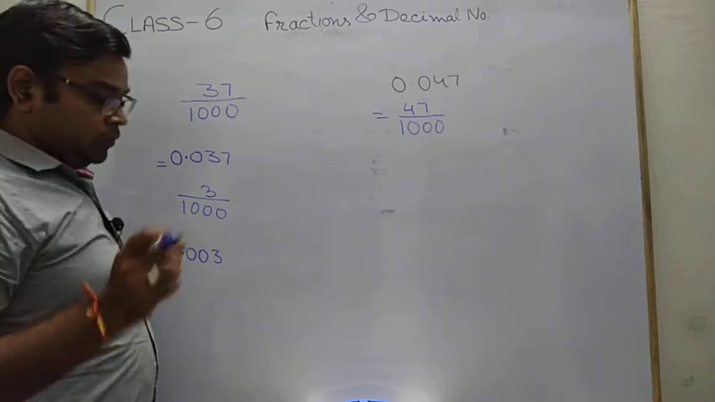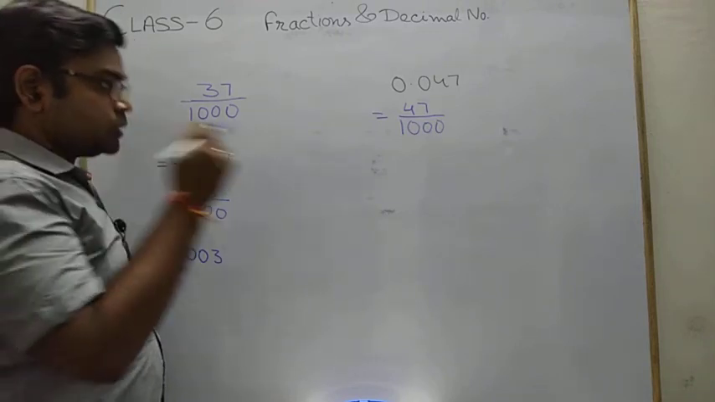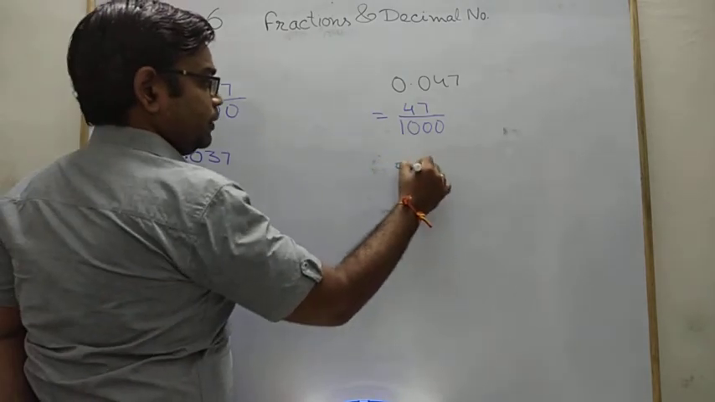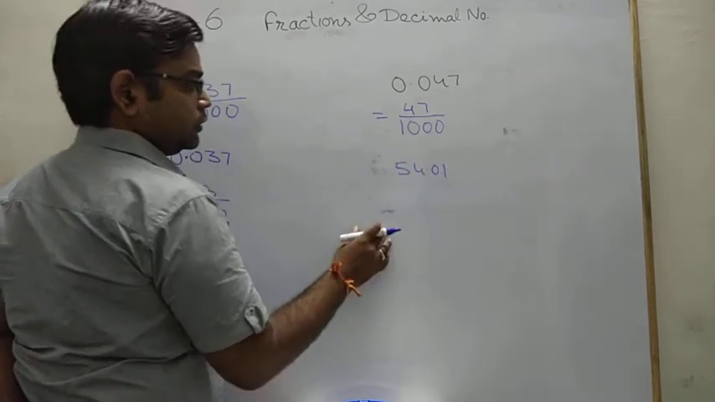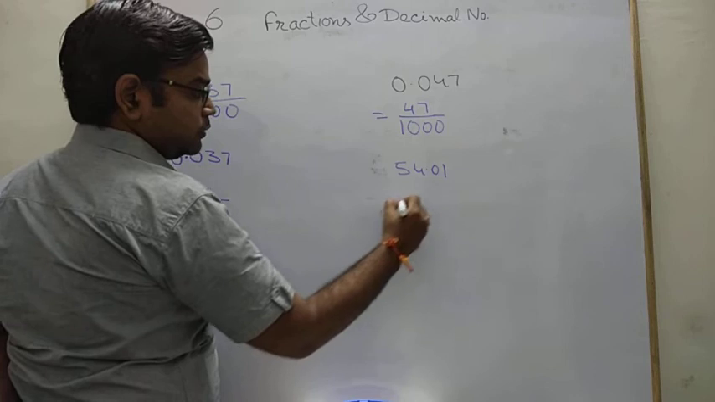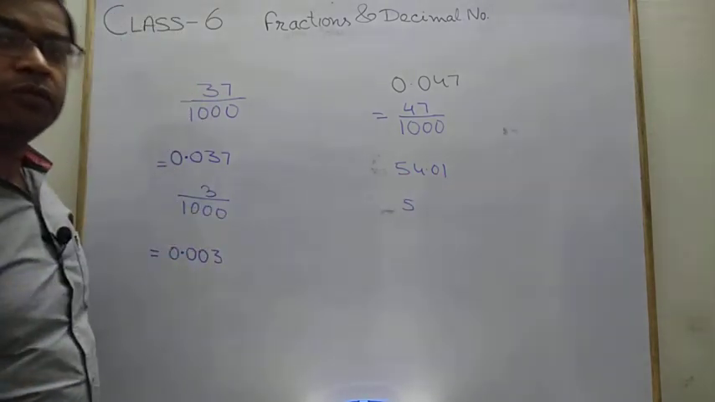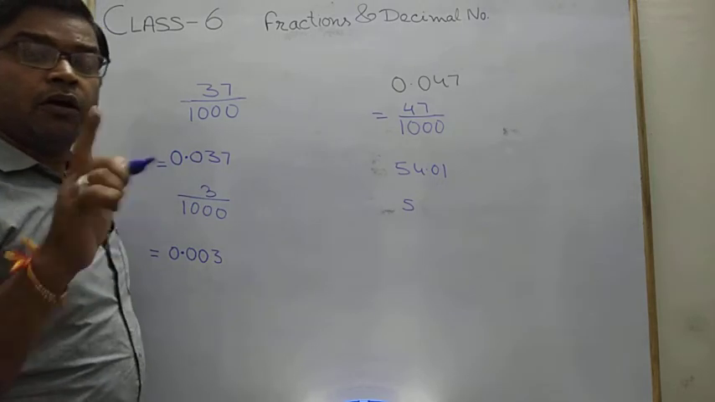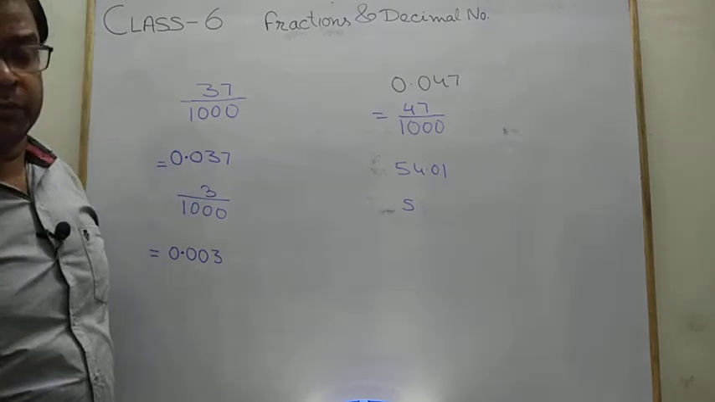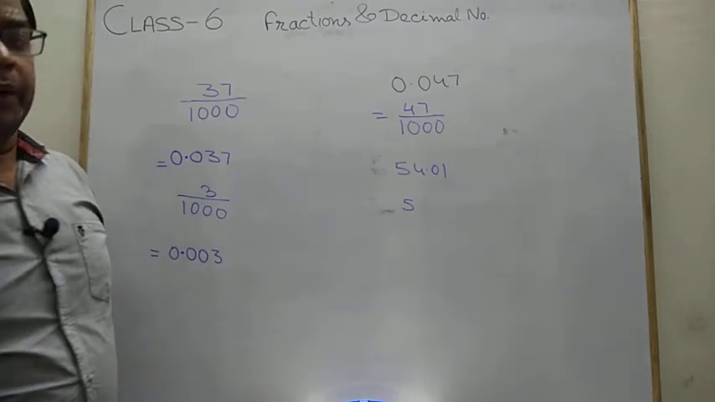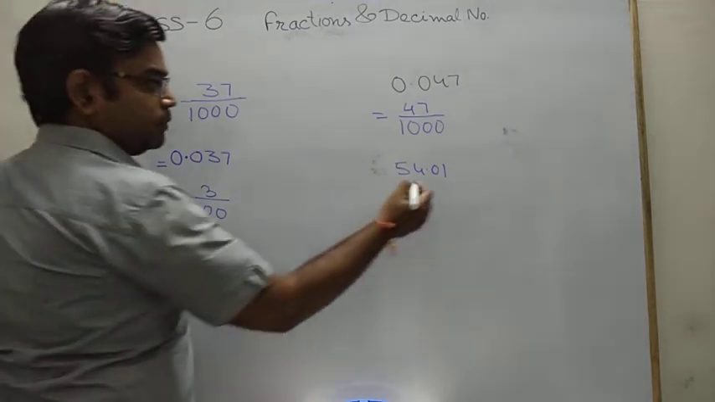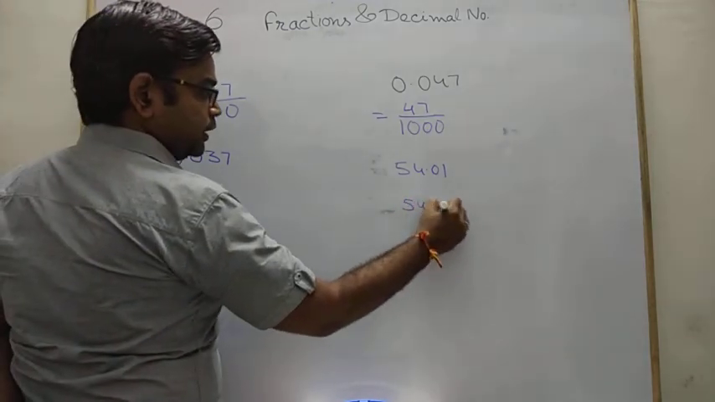One more number I want to discuss. This is your 54.01. What I told you: write down the numbers only. A 0 in front of the number, or at the back of the number, what does it mean? 5401. Let me explain this one first.